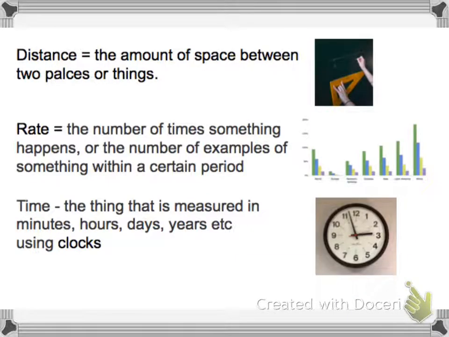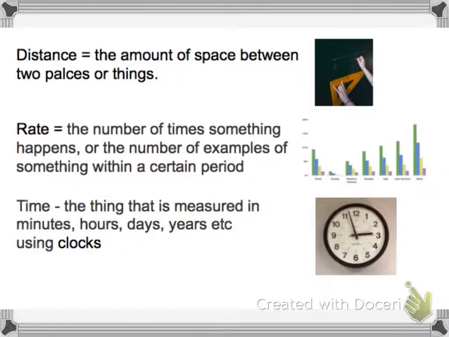So the first word we have is distance. Distance is the amount of space between two places or two things. The next word is rate. Rate is the number of times something happens or the number of examples of something within a certain period. And finally, we have time, the thing that is measured in minutes, hours, days, years, etc., using clocks.